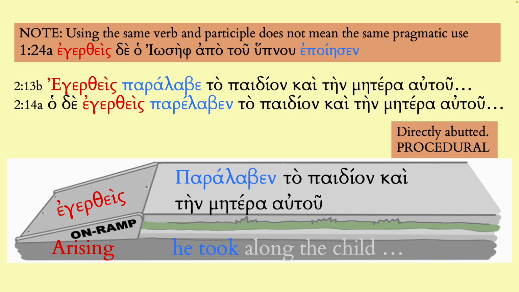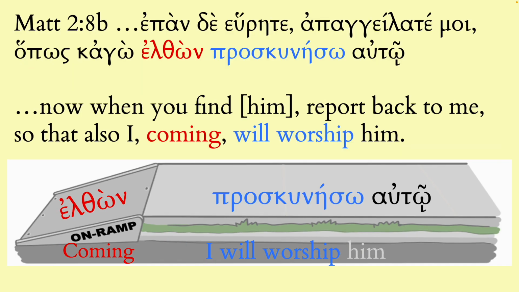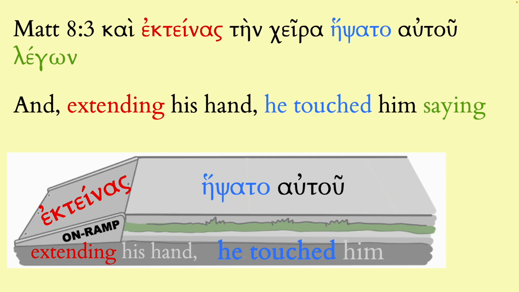So here we have "arising" as the pre-nuclear participle, which is the on-ramp to "he took along the child." That action of arising could have been easily inferred, but it's a necessary prerequisite action to taking along the child. Another example: "Now when you find him, report back to me, so that I also, coming, will worship him." And there is a little bit of that cultural logic as well. Another example: "extending his hand," that on-ramp to the main verb, "he touched him."